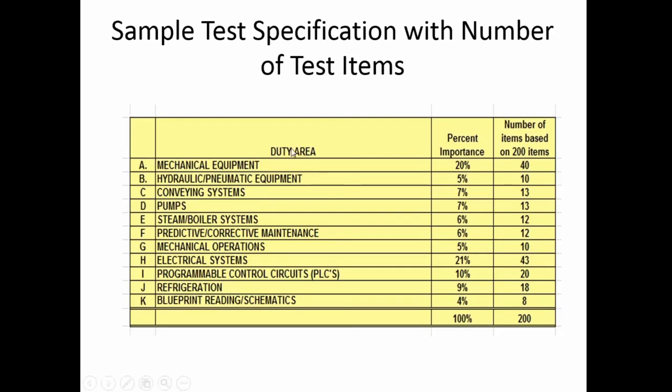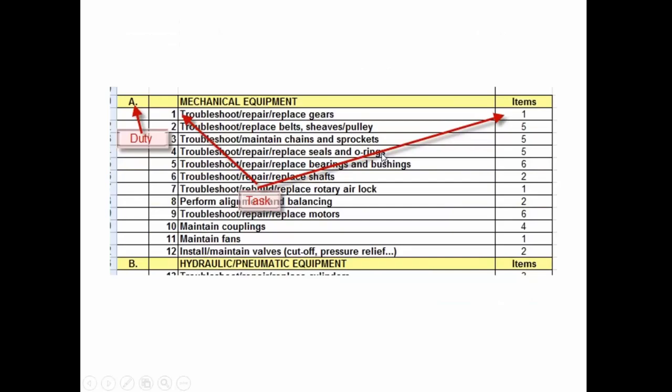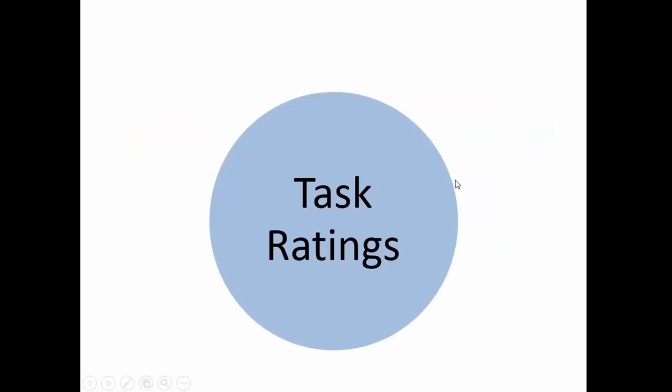Now remember, underneath the category mechanical equipment, there are tasks. And if I know that I need 40 test questions in that section, I ask them to rate the 12 tasks that are in that section, and the things that are more important, you can see, are getting more of those 40 test questions. And so that's why I might take the chapter in the book and be able to say there are 5 test questions on that chapter in the book or section in the chapter, because that's more important.